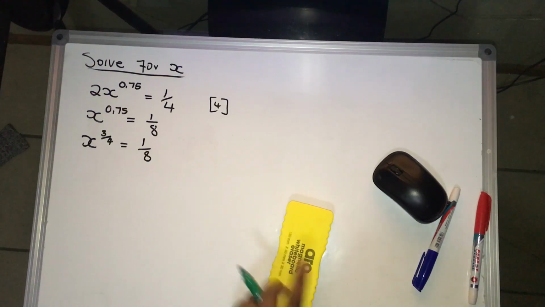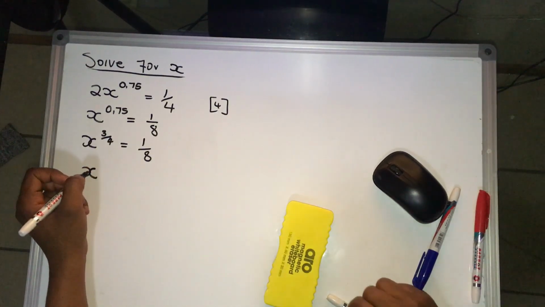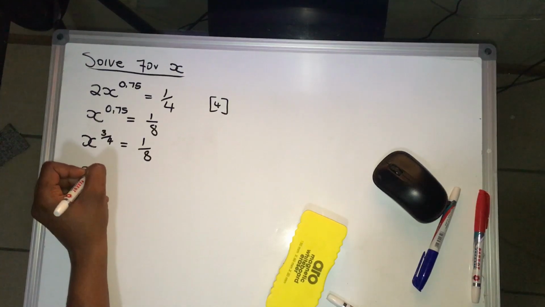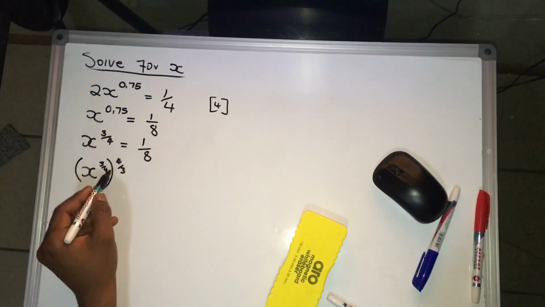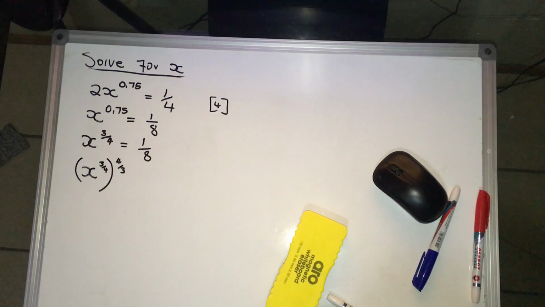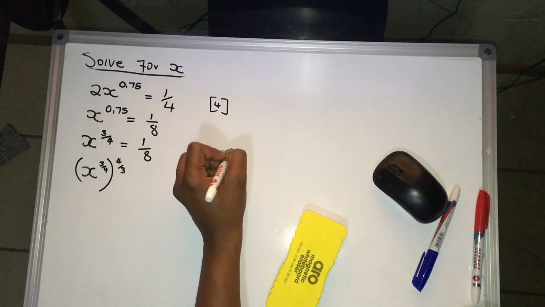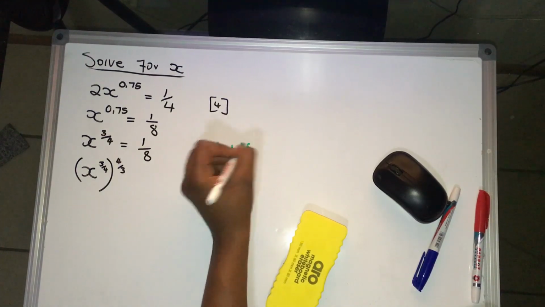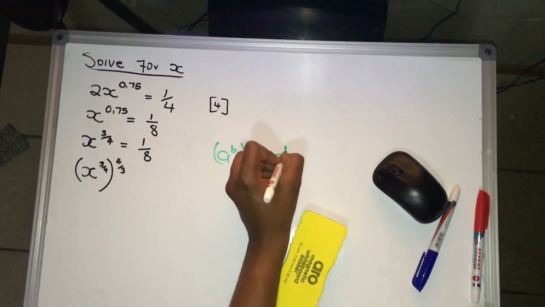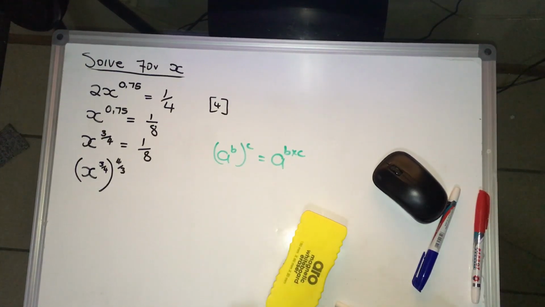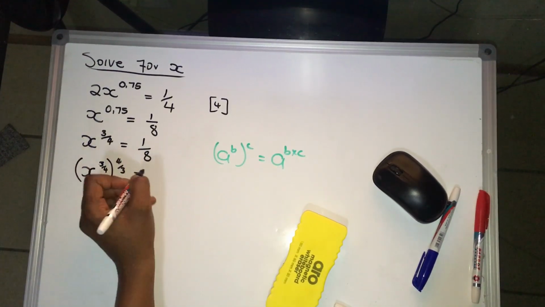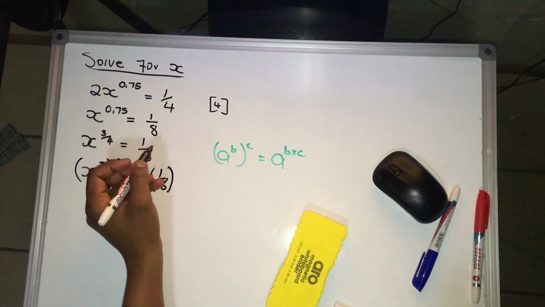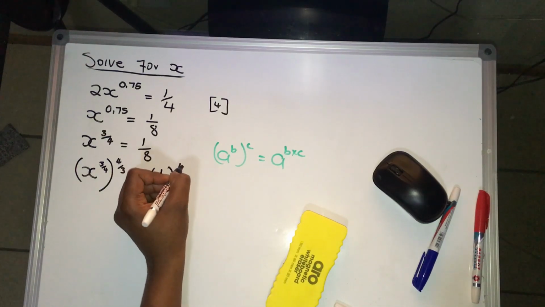So now our equation is x to the 3 over 4, raised to the power 4 over 3, because that's what we multiply by. Remember, a to the b all to the c is just a to the power b times c. Then remember, what we do on the left side we do on the right side to balance the equation, so we have 1 over 8 to the power 4 over 3.